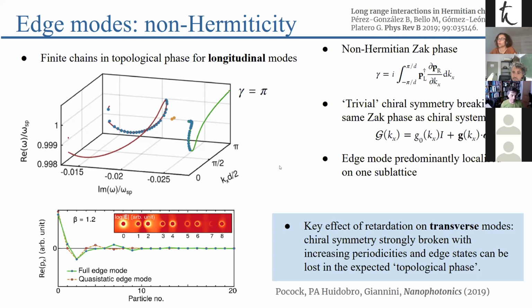Now, this was for longitudinal modes, but on the other hand, there is a very important effect on transverse modes. So these transverse modes are the ones that have the longer decay rate with 1/r. And in this case, chiral symmetry is actually very strongly broken when we increase the periodicity. And even if we could calculate this non-Hermitian version of the SAC phase, this strong breaking of chiral symmetry makes us lose the edge modes in these cases.